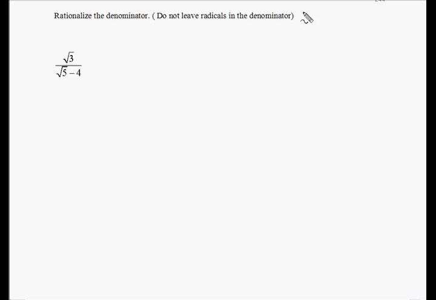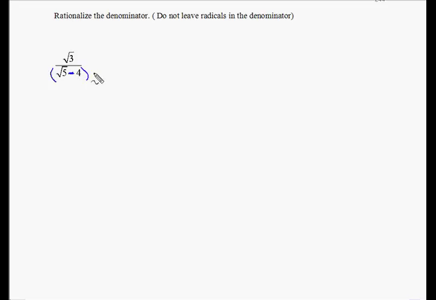Rationalize the denominator. Do not leave radicals in the denominator. Well, unlike the problems we've done previously where you had radicals in the denominator, now we have subtraction in the denominator. So the only way we can make this radical totally go away is not by putting a 5 in the inside because of the subtraction. That won't keep the fraction with the equivalent value.